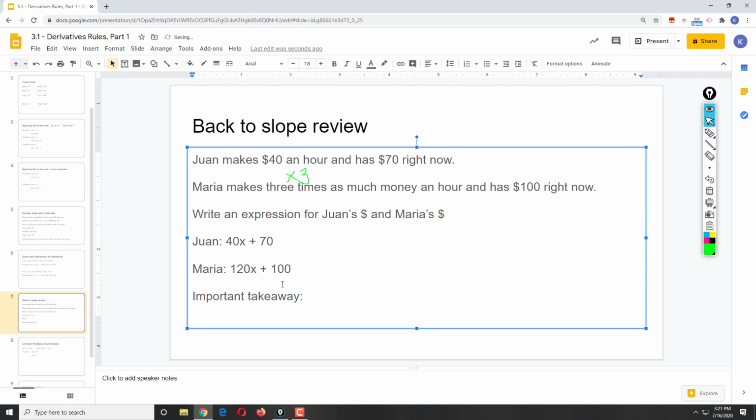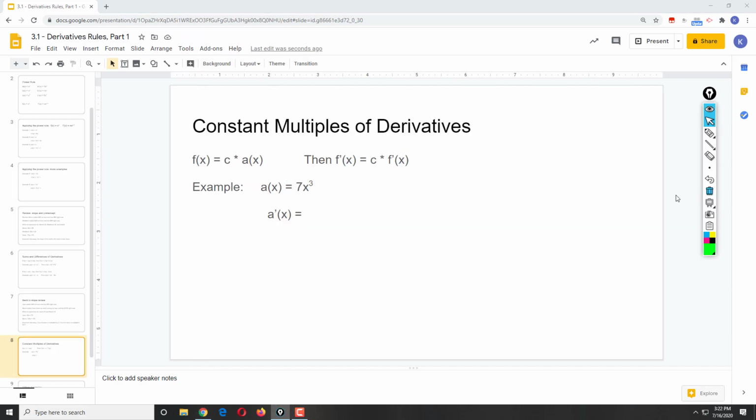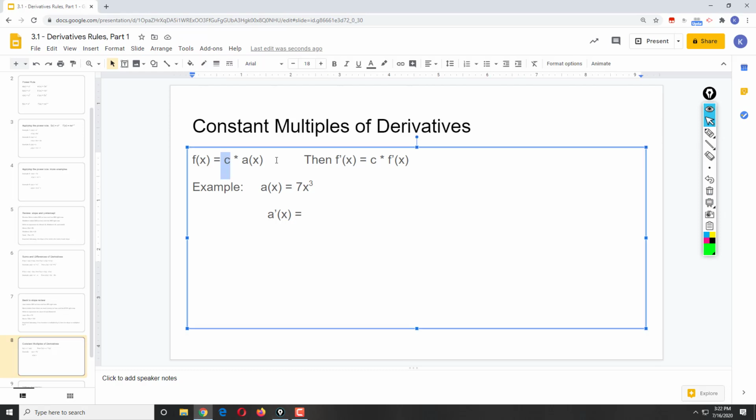The important takeaway is if our function is multiplied by 3, then the slope is multiplied by 3. And that's true for any number. So the general rule: if f of x equals c times a of x, where c is just a constant multiple, by constant multiple I mean a number, then f prime of x is c times a prime of x. To be more clear, here's an example.